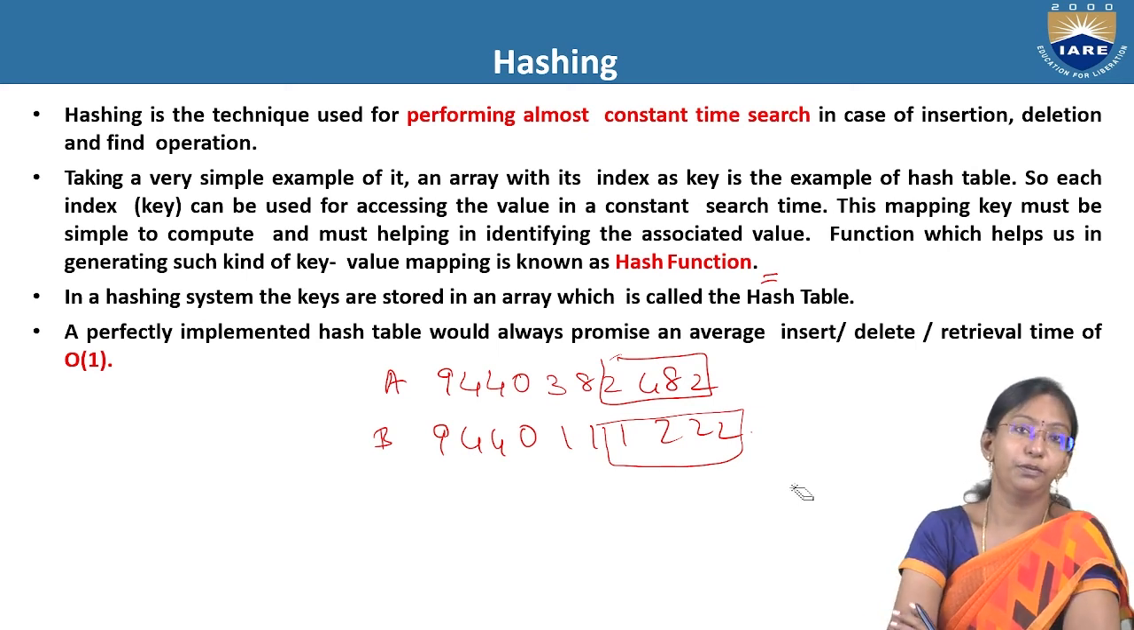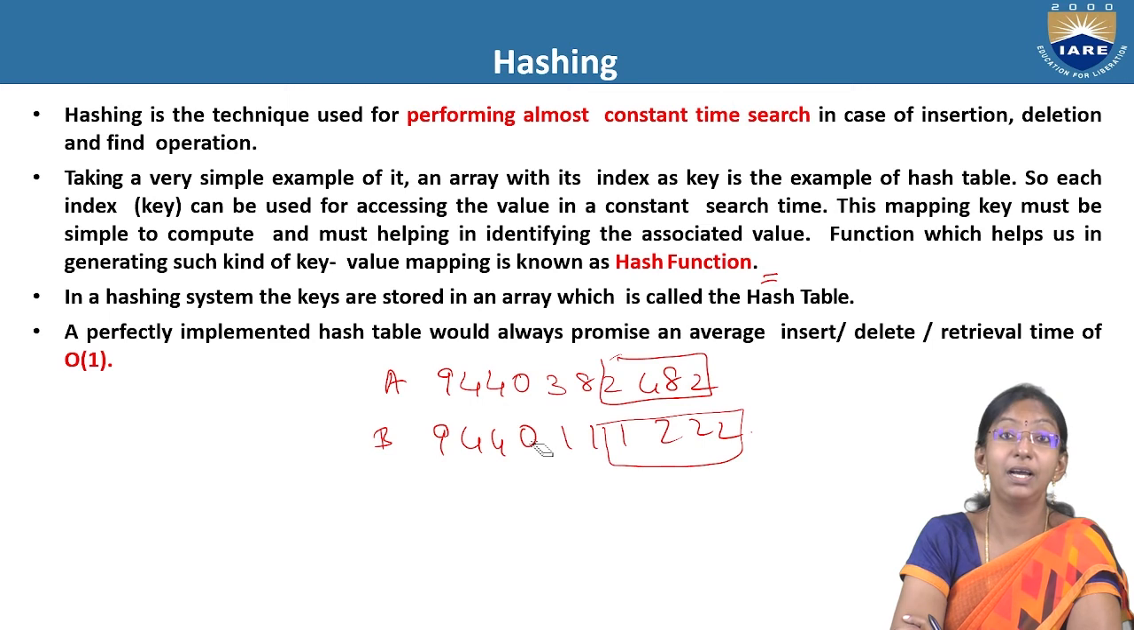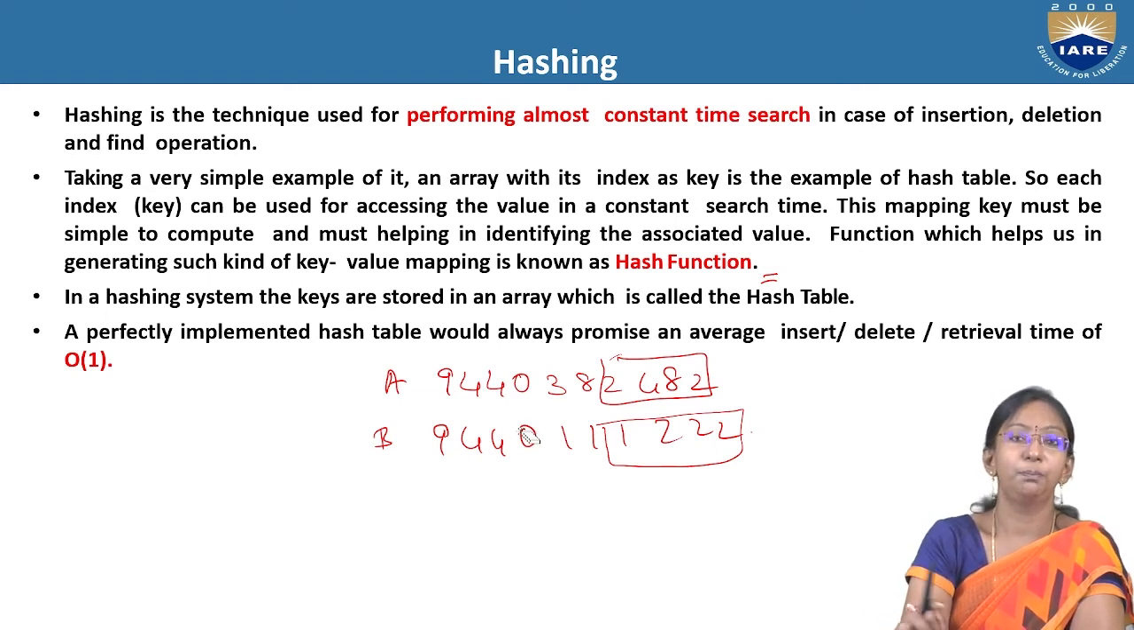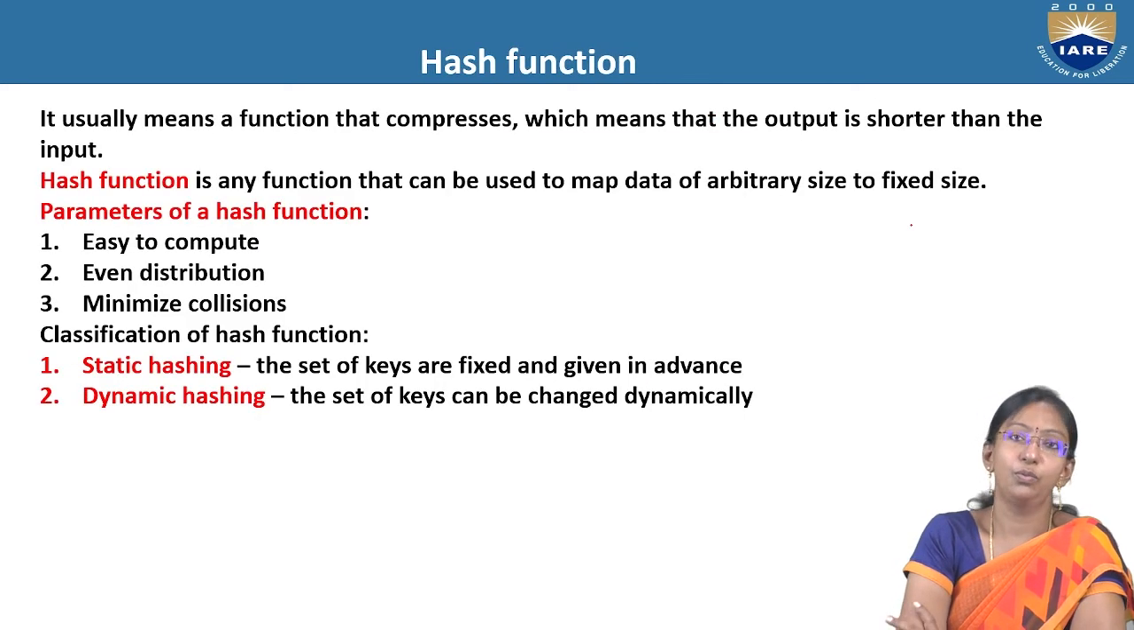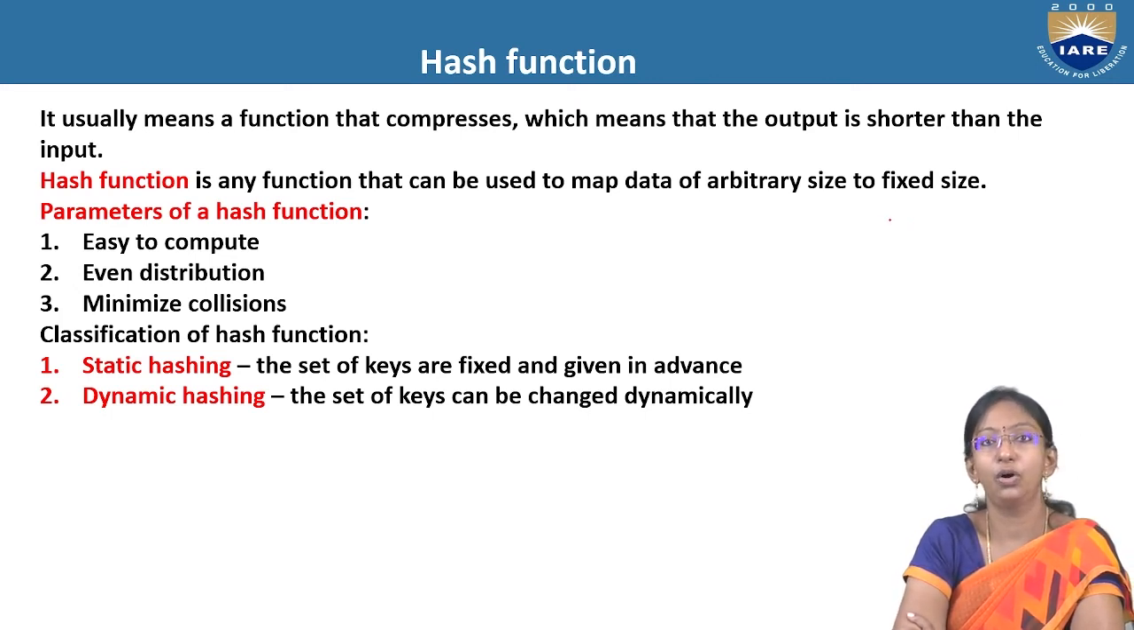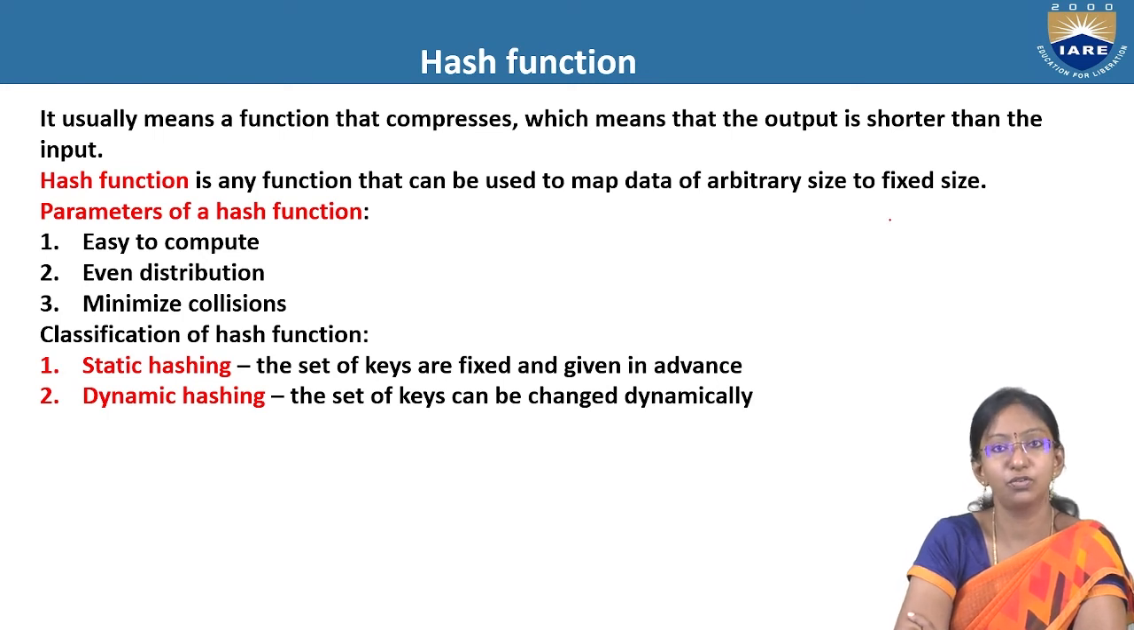Okay, so if you perfectly implement and fill the hash table with the hash function, the order of insertion, deletion, or retrieval will be order of 1. But the word perfect is not present in this world as far as my knowledge goes. Everything has a flaw which we need to overcome, right? So what is a hash function? It is a function used to map data of arbitrary size to fixed size. Then what should be the parameters to find a hash function?